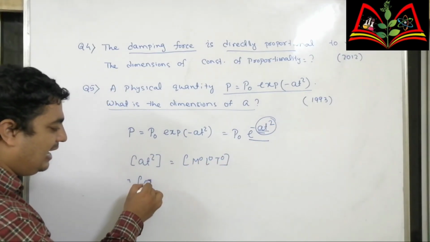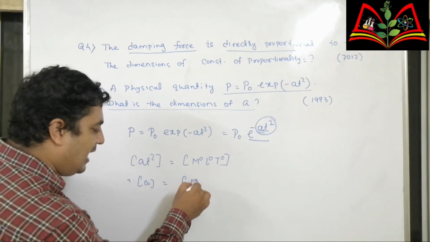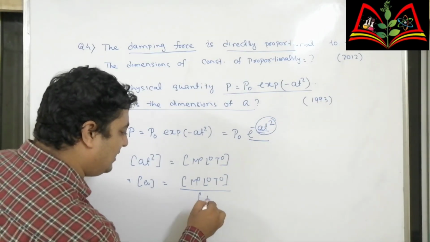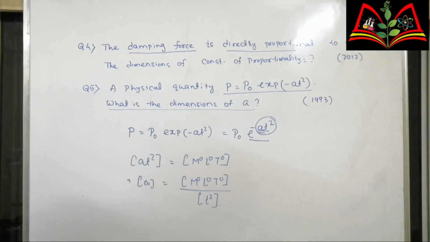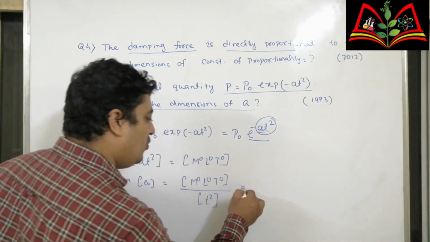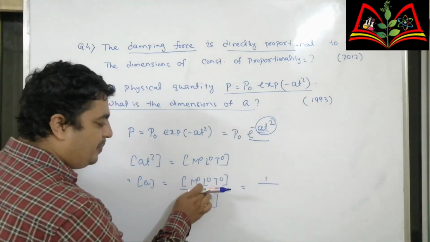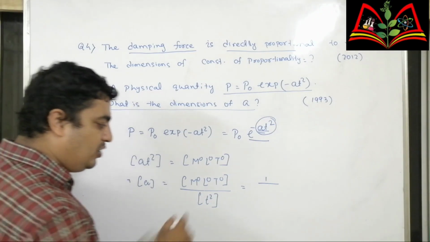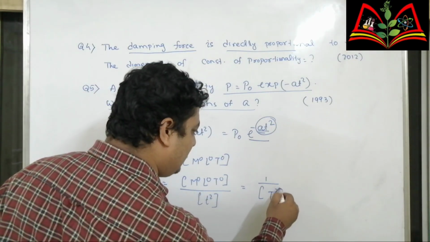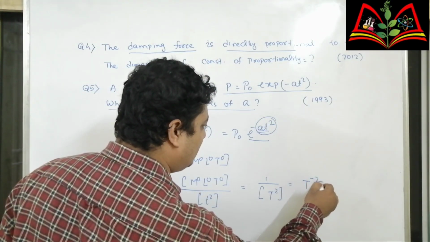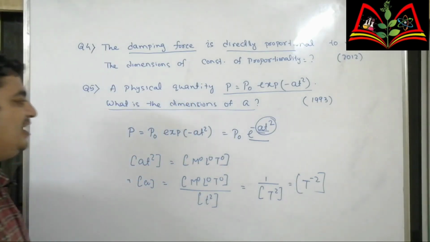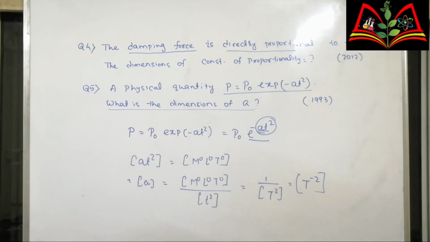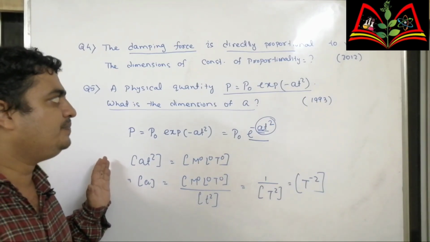So, A equal to m to the power 0, L to the power 0, T to the power 0 divided by dimension of T square. So, m to the power 0, L to the power 0, T to the power 0, anything to the power 0 equal to 1 divided by T square. So, it becomes T to the power minus 2. So, the dimension of A is T to the power minus 2.